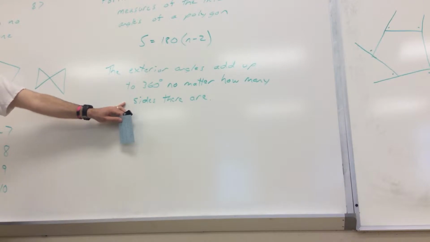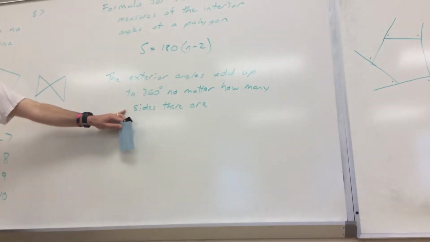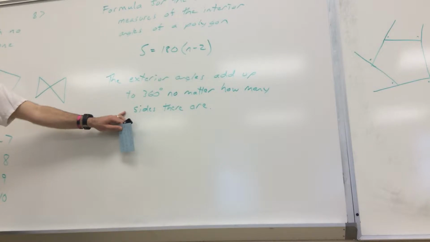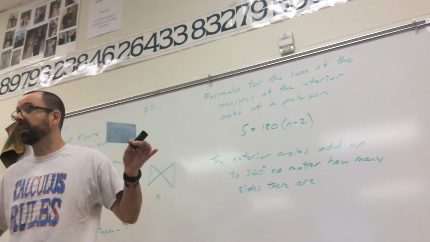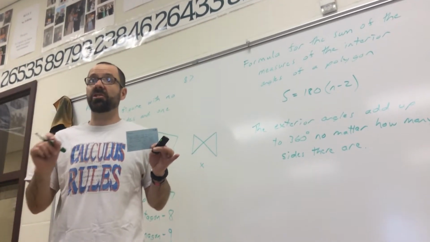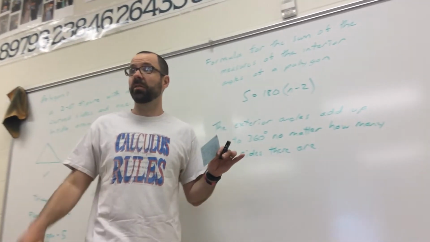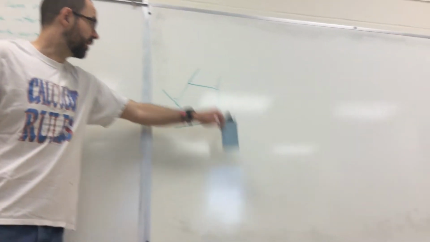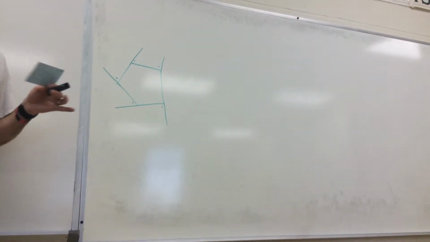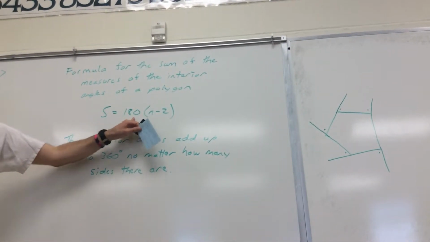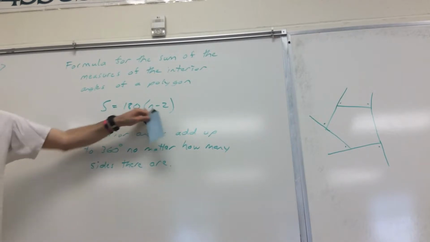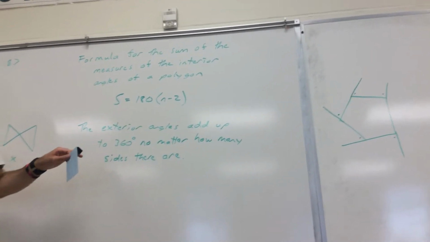The exterior angles add up to 360, no matter how many sides there are. So if there's 10 sides to the figure, if it's a decagon, then the 10 exterior angles are going to add up to 360. Or if it's a pentagon like this, then the 5 exterior angles are going to add up to 360. So the inside angles will add up to something different, depending on how many sides there are. And this is how you figure it out. But the exterior angles are going to always add up to 360.